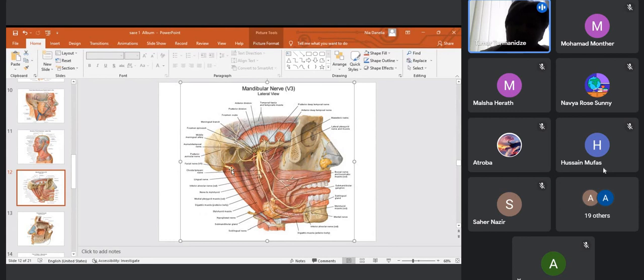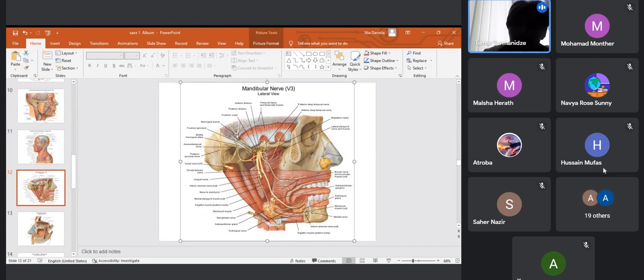This is the mylohyoid nerve. So the muscular branches of the anterior division are the deep temporal nerves, lateral pterygoid nerve, and buccal nerve: deep temporal nerve for the temporalis muscle, masseteric nerve for the masseter muscle, buccal nerve for the buccinator muscle, but the medial pterygoid nerve arises from the trunk of the mandibular nerve. The posterior division gives off mostly sensory branches, we have told.